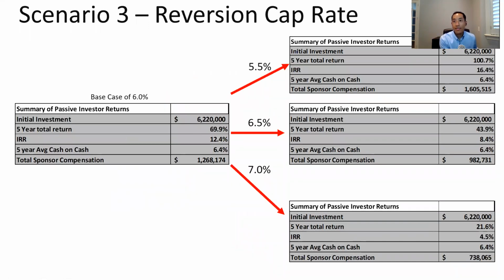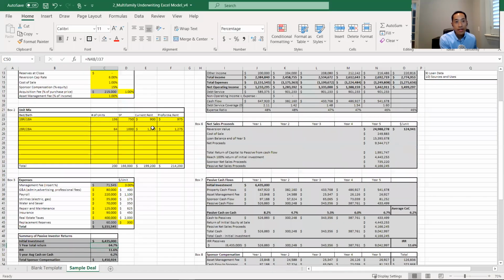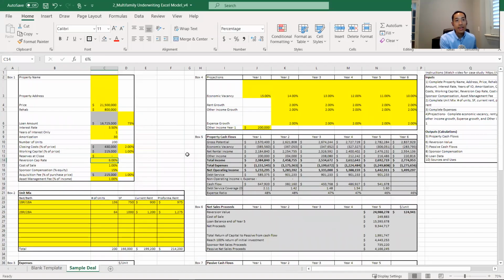All right, now let's talk about reversion cap. So reversion cap is here. So we had in the base case 6% reversion cap, and a lot of people will take the existing cap rate. So let's say cap rates are 5.5% on a Class B property, add 10 basis points a year, and then in 5 years you're up to 6%. Some people look at an average median cap rate, let's say for DFW, over the last 10, 20 years, is 6.5%. So they might use 6.5%.